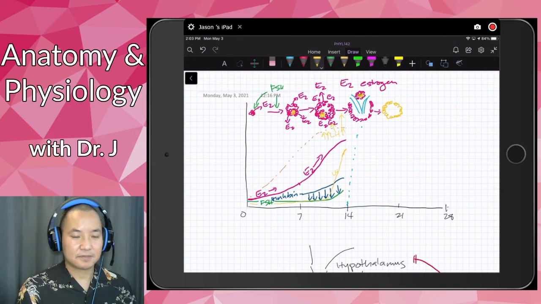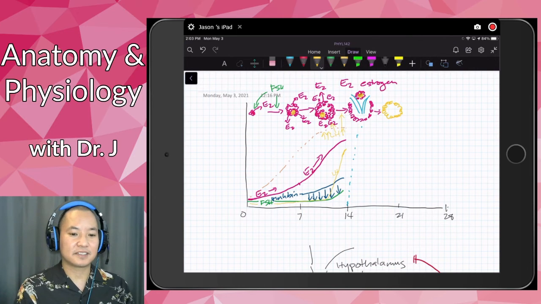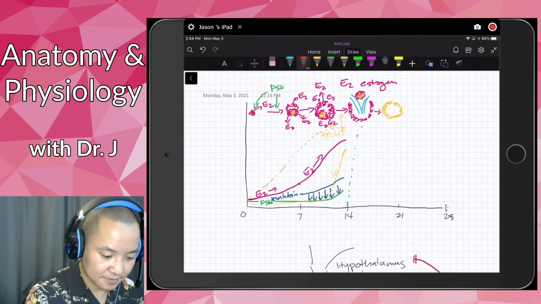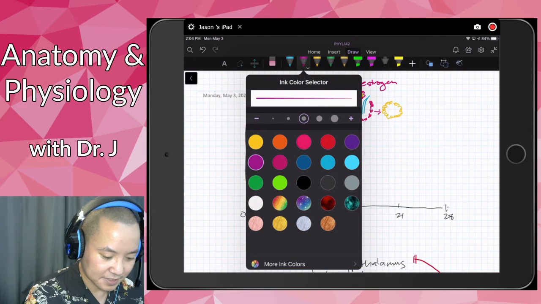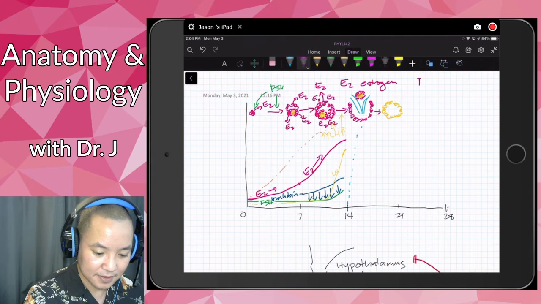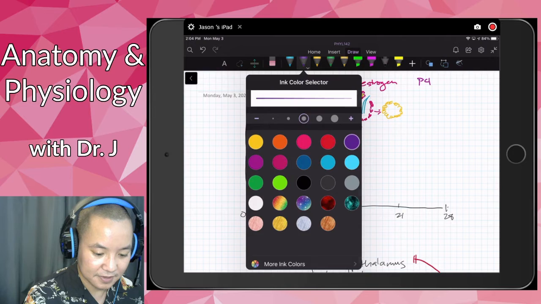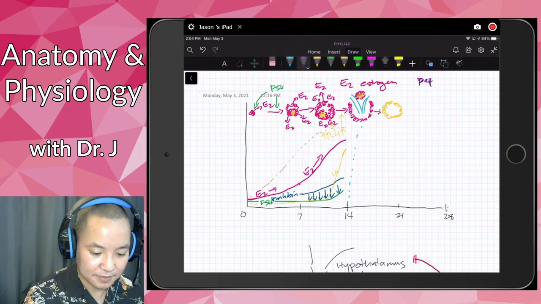So this corpus luteum, well, the interesting thing is now it switches. Instead of producing estrogen, the granulosa cells of the corpus luteum switch from estrogen or estradiol production and make progesterone instead. So they're going to make P4. Progesterone is sometimes abbreviated P4. Actually, can I use another color? Yeah, maybe this color. P4, progesterone.